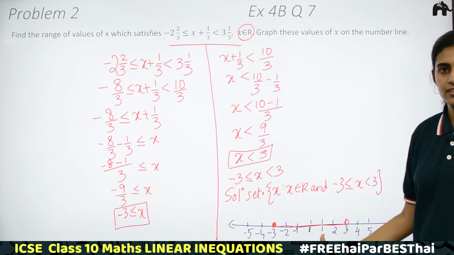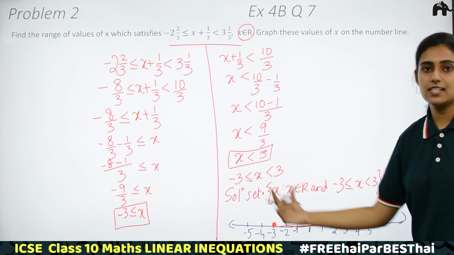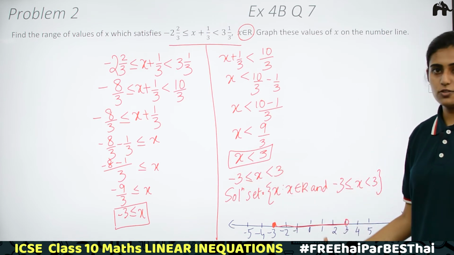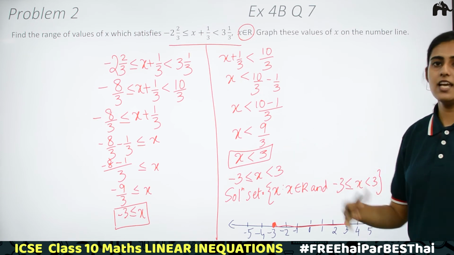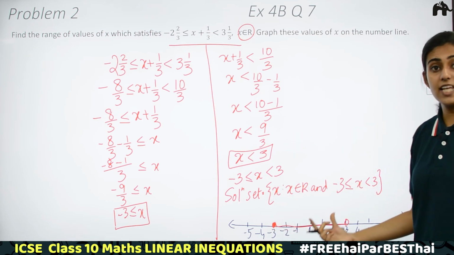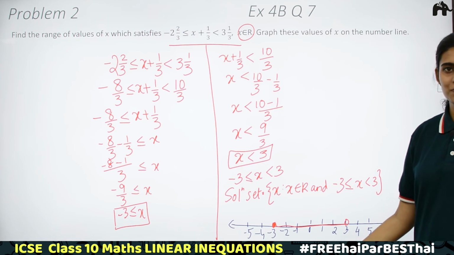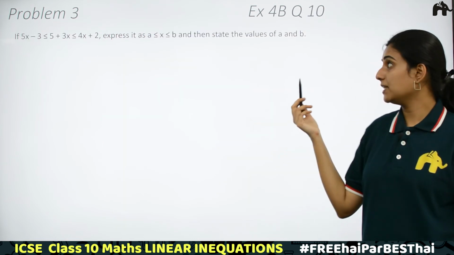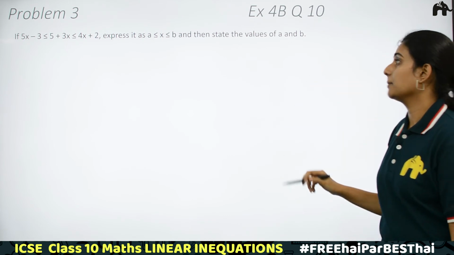Clear? Here 3 is not included and minus 3 is included. All other values of x that lie between minus 3 and plus 3 are also included. All the real number values. Clear? Let's move on to the next problem. Okay. Problem number 3. Question number 10 of exercise 4B.